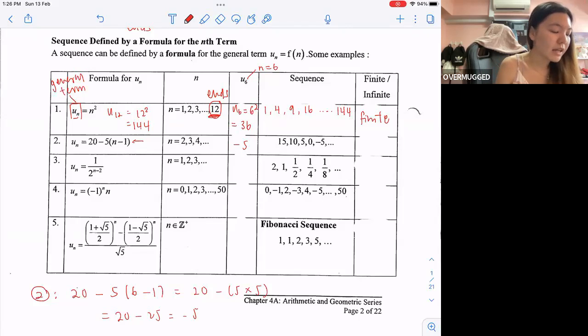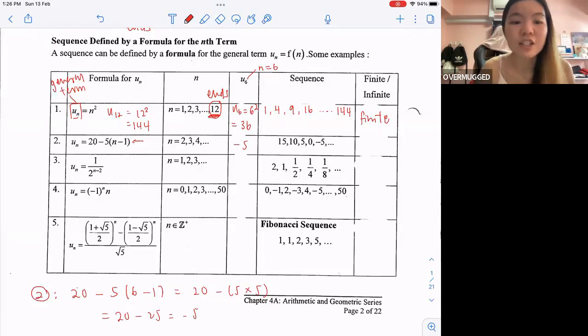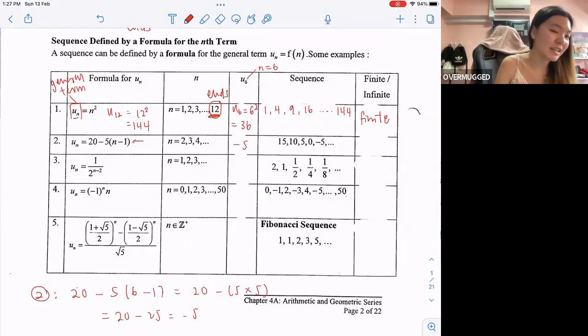And is this a finite or infinite sequence? Can you guys write in the chat, is it finite or is this infinite? So I have some finites, I have some infinites. Any more answers? All right, so most of you put infinite, and that is the answer. It is infinite because it goes on forever. You see this dot, dot, dot over here represents that it will go on.